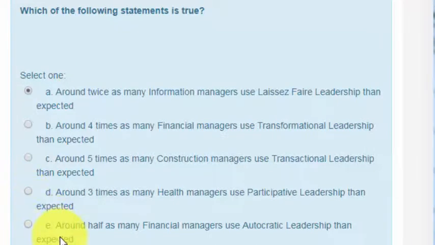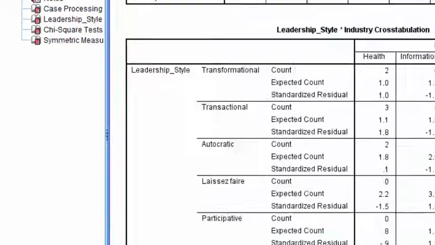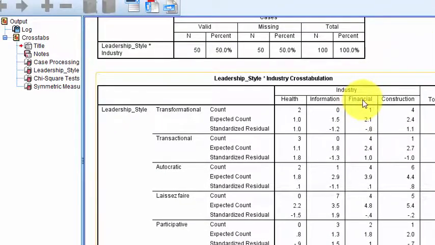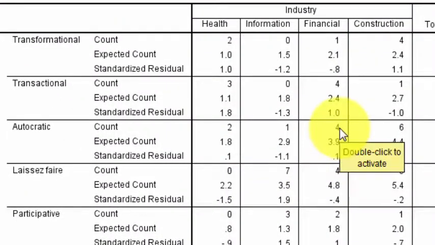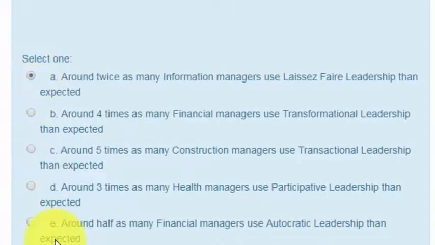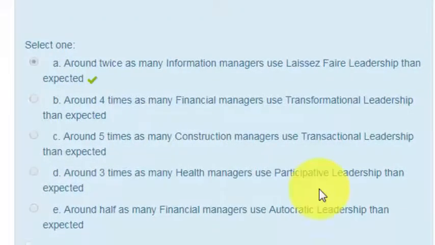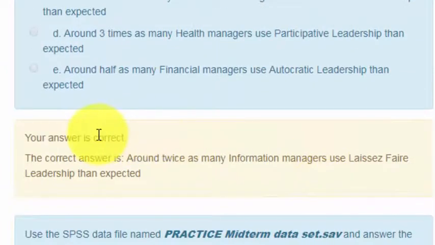Last one is half as many financial managers use autocratic leadership. Financial, autocratic. Financial right there, autocratic. No, they expected 3.9, they got 4, that's not half. So it looks like our answer is that first one. Let's click the old check button, shall we? And our answer is correct, right?